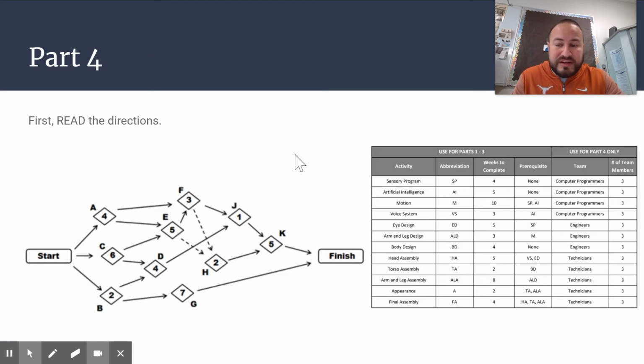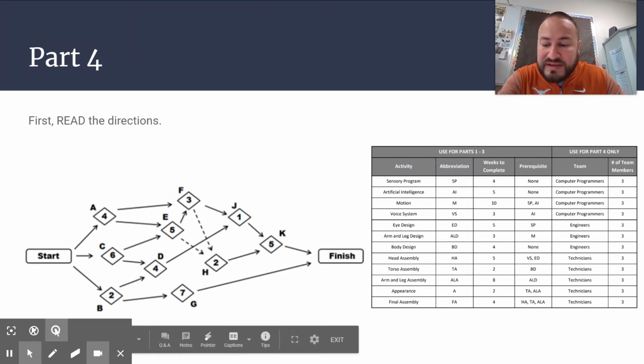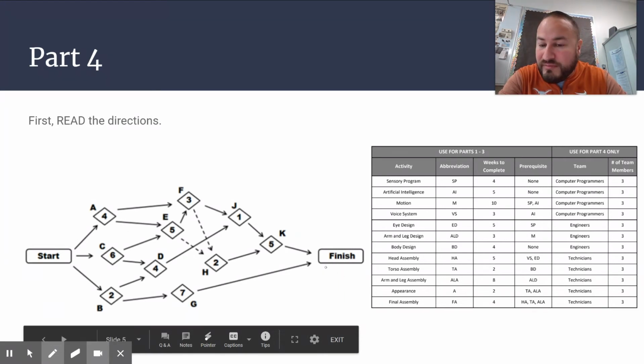This brings me to part 4. This is the one that's kind of like a critical thinking part. First and foremost, read all the directions, please. If you don't read the directions straightforward, it's going to be very hard to understand. I know reading is hard for some of you guys. Please read the directions.